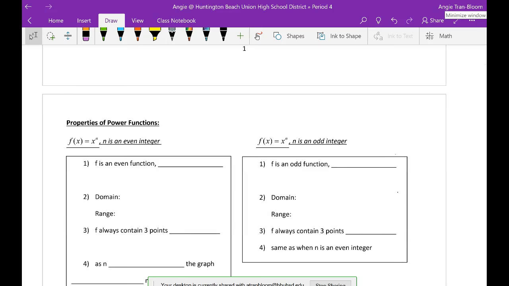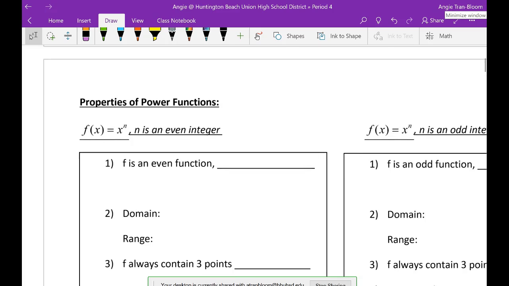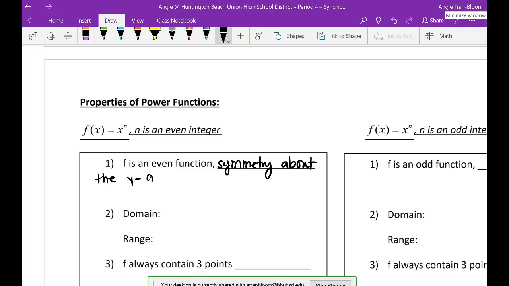So, properties of power functions. If you don't have printed notes, take out line paper, please. Properties of power functions: f of x equals x to the nth power, where n is an even integer. Let's fill this out. 1. f is an even function. That means it's symmetrical about what? About the y-axis. Symmetry about the y-axis.